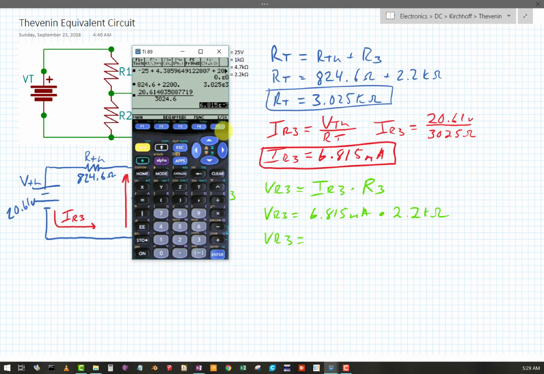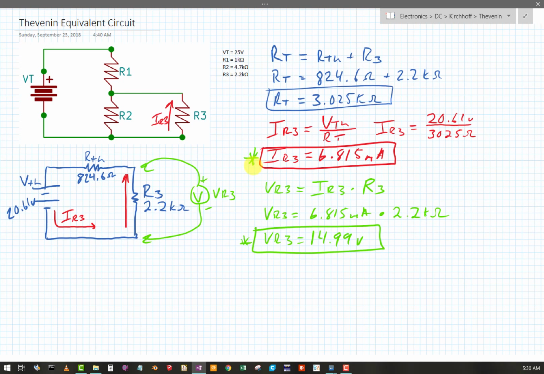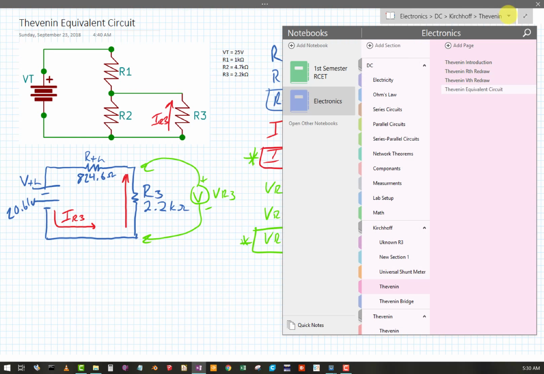Okay, enter, times 2.2 e to the third. Okay, it looks like I got it all in there. So I'm getting about 15 volts, 14.99 volts. Okay, so that number and this number are what I should see in my original circuit. Should we try to solve it? We could solve this one traditional. Let's just do that.